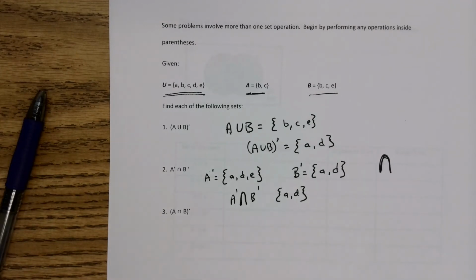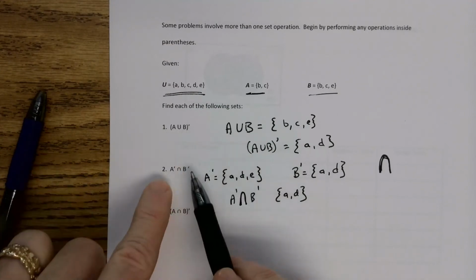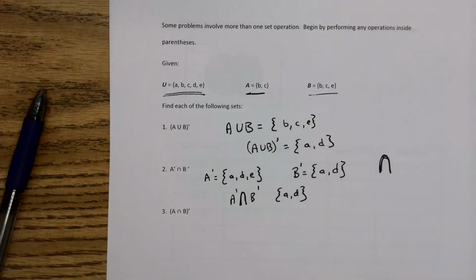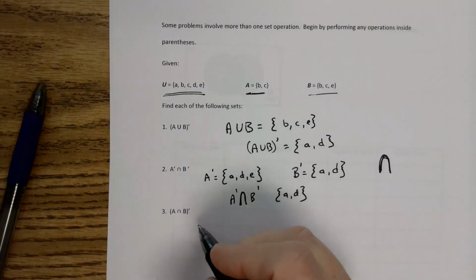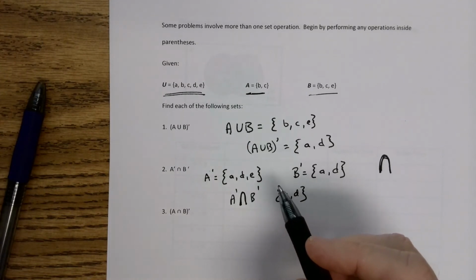Basically what we do with these is we do what's inside, or what part we need to do first, and then do the second part. So they basically become two-part problems. The parentheses just mean do it first. Do what's inside, just like algebra.